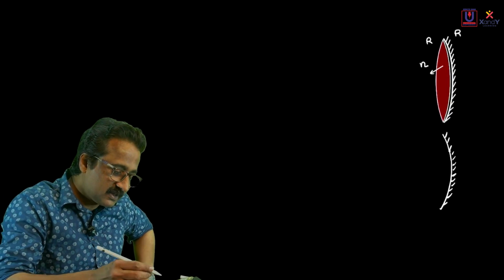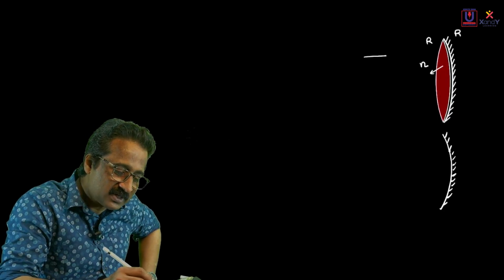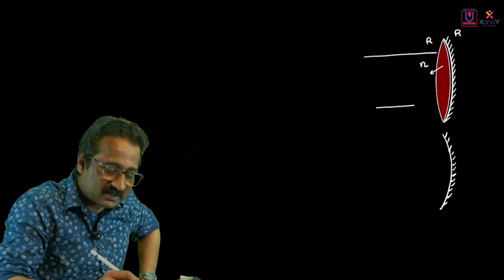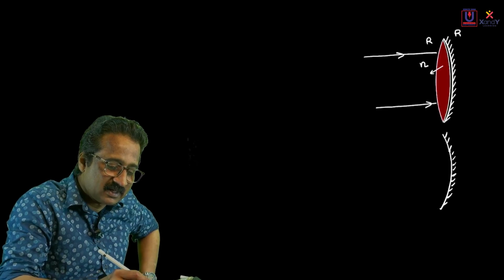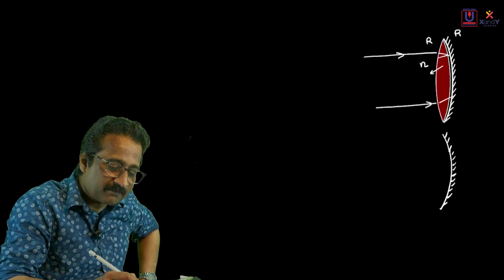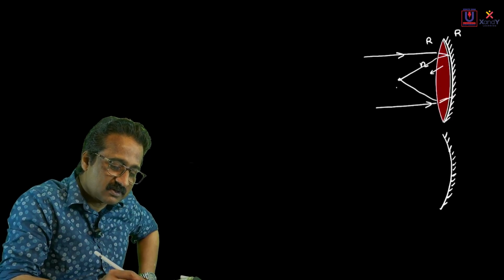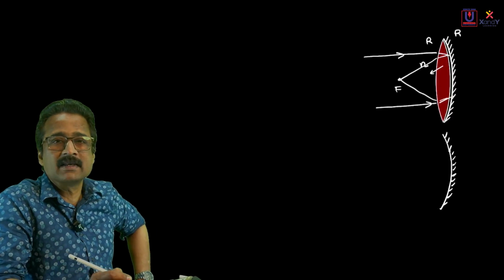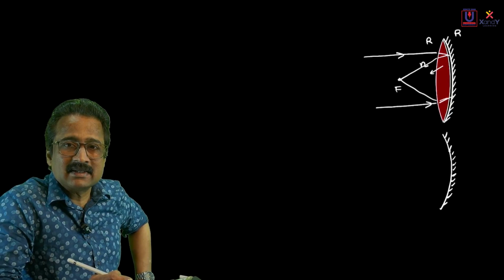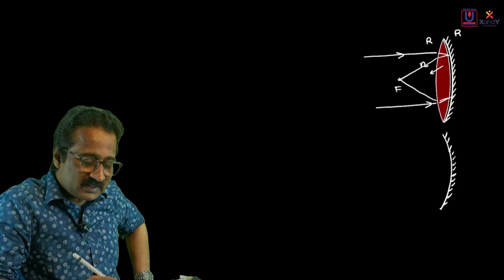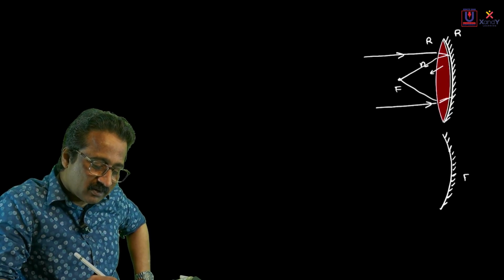Now for this device, you know that this device will function as a concave mirror. When you pass some light like this, certainly after refraction, reflection and all, these light rays will come back and meet at this point. So this is the principal focus of the device. So this is ultimately acting as a concave mirror. Now what is the effective focal length of that concave mirror?